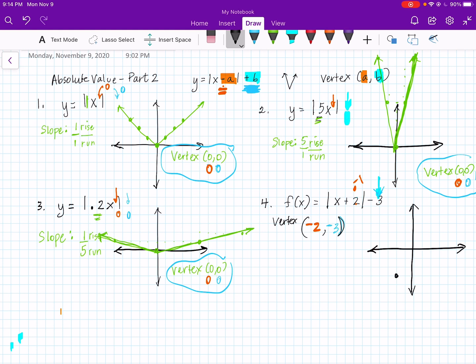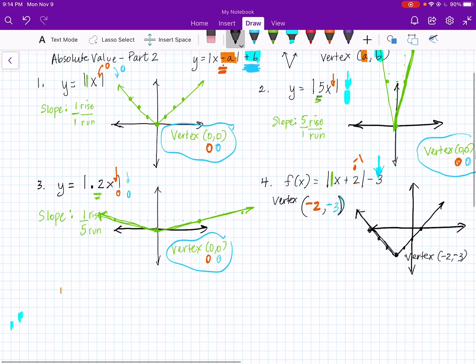Now, my slope is right here. I think I did that in green. It's the coefficient on the x term, and my slope is 1. So that means I'm going to go up 1 over 1, up 1 over 1, up 1 over 1, and then I'm going to go up 1, back 1, up 1, back 1, up 1, back 1 to here. So my slope is a 1. My absolute value graph is a V. And my vertex, where they meet, is -2, -3.